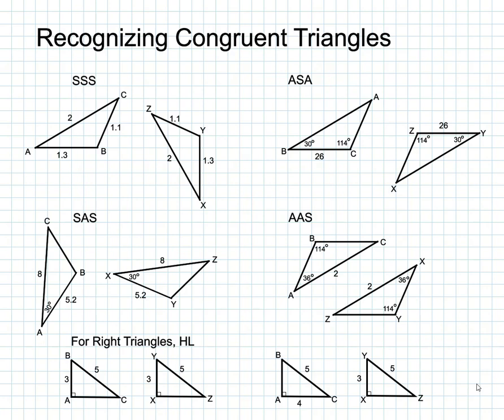Next, we have side angle side, which states that if we have 2 corresponding sides of equal length and the angle in between them of equal measure, then we have congruent triangles. So in this diagram, we have ABC is congruent to XYZ because we have corresponding sides AC and XZ with a length of 8, corresponding sides of AB and XY of a length 5.2, and the angle in between them, which is angle A and angle X of 30 degrees.